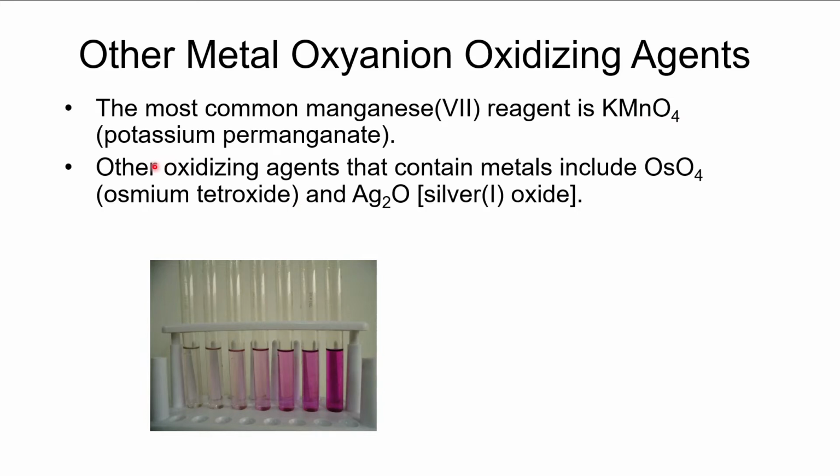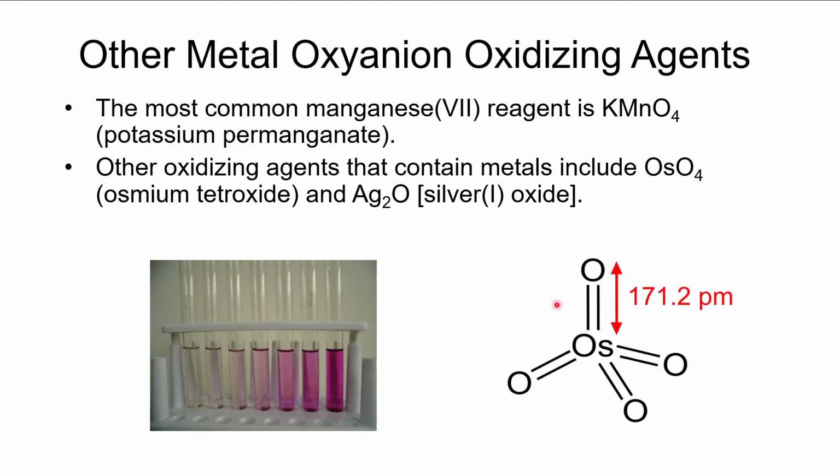And some other ones that we'll find are osmium 8 oxide, or what's called osmium tetroxide. Here is the Lewis structure, and this actually has a tetrahedral molecular geometry to it. It's kind of an interesting compound. So that's osmium tetroxide. And we'll find that silver oxide, Ag2O, is also a pretty good oxidizing agent in certain situations.